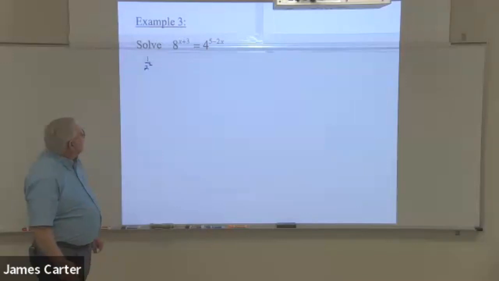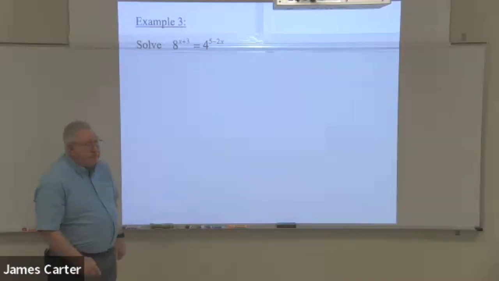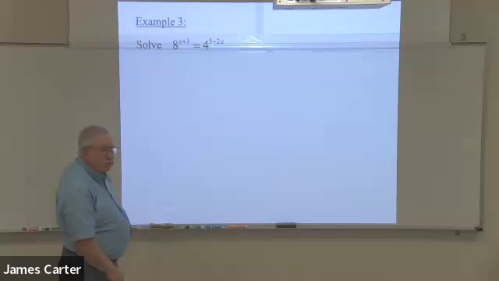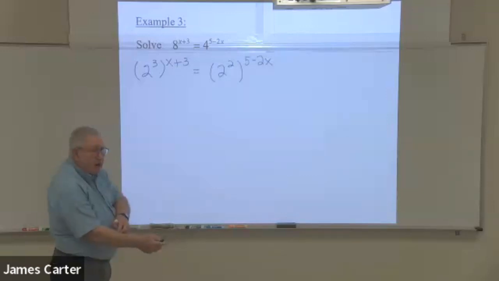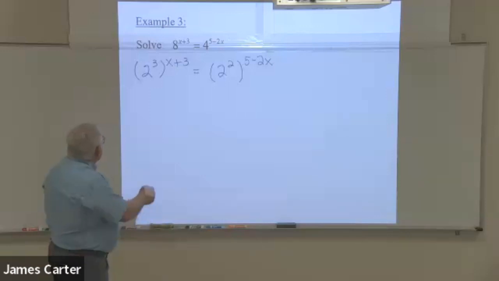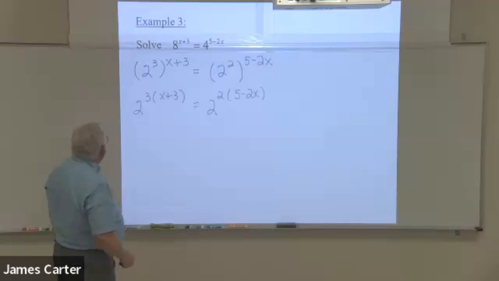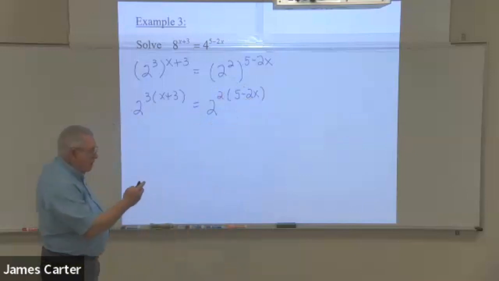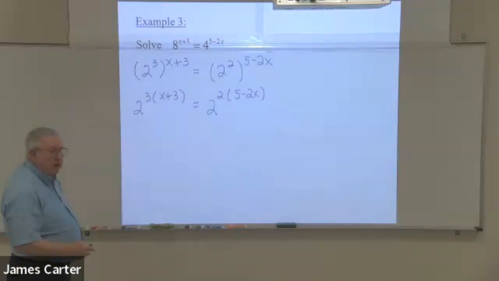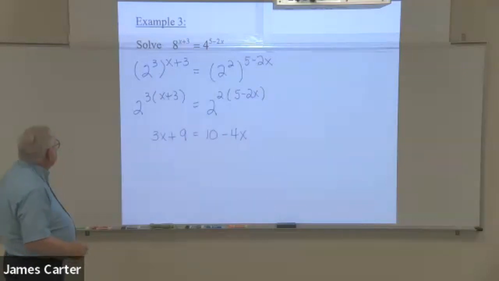Okay, what about this one? Power of 2, power of 2. So we can convert it. This is equal to 2 to the third to the x plus 3 power. That one's equal to 2 to the second to the 5 minus 2x power. So now we're going to distribute that power right there. All we did right here is we just put these in parentheses so far. I would have done it from the beginning, instead of writing that top line.